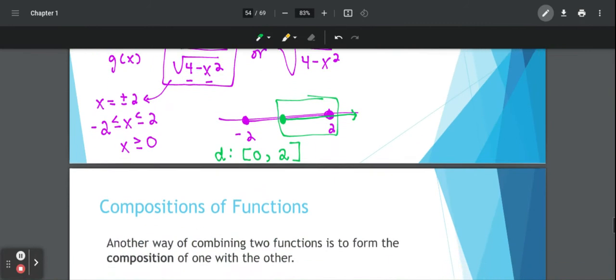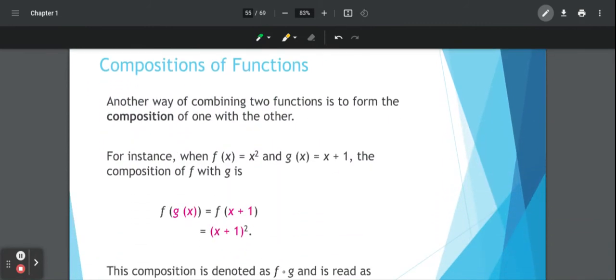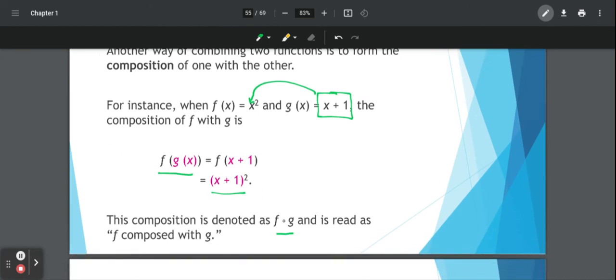The second part of this section is talking about the composition of functions. When we do a composition of functions, we plug one function into the other function. If we have f of g of x, that means you're taking the g of x and substituting it into the x in the f function. If you were to do that, you would get x plus 1 squared. You'll also see it notated as f of g. This little open circle just means the composition of f of g.